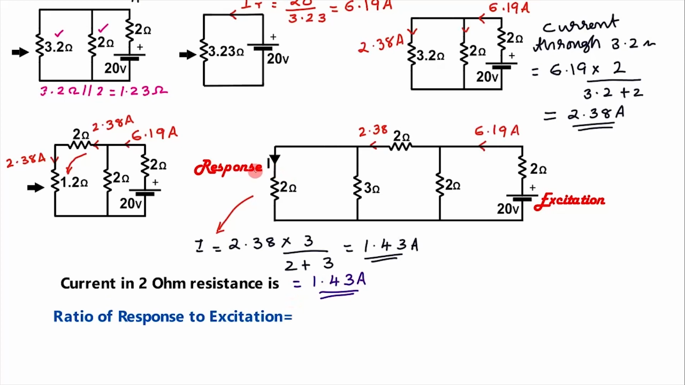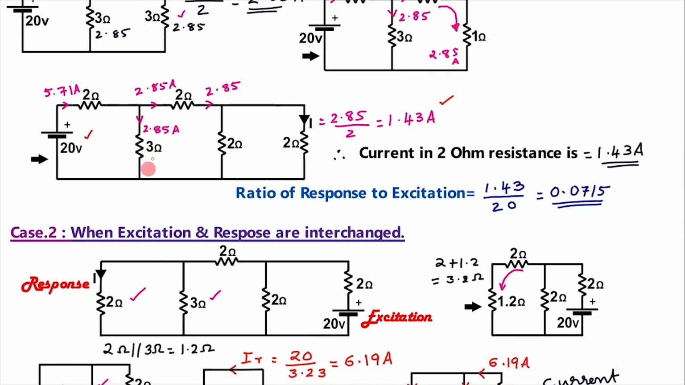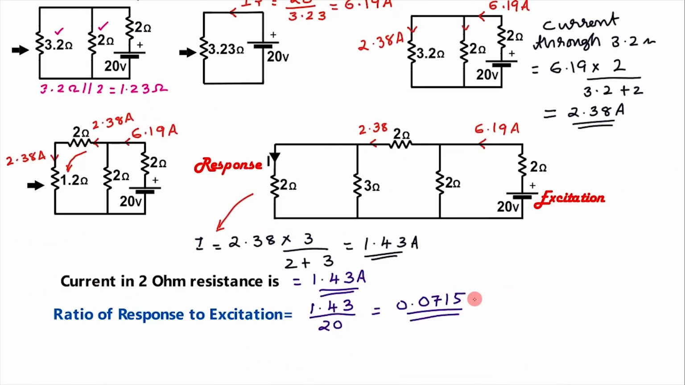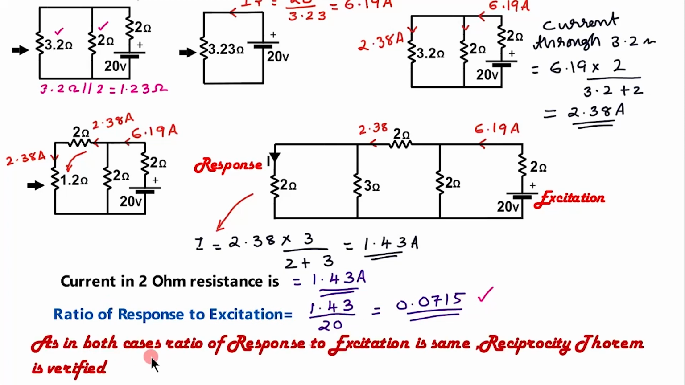Therefore, the ratio of response to excitation is 1.43 divided by 20, which is equal to 0.0715. In case 1, when excitation was on this side and response was on this side, the ratio of response to excitation was 0.0715. In the second case also, we got the ratio of response to excitation as 0.0715. As in both cases the ratio of response to excitation is the same, reciprocity theorem is verified.